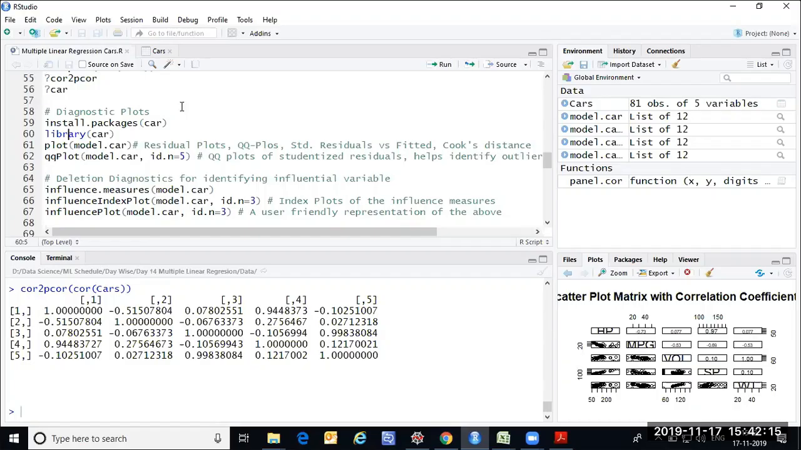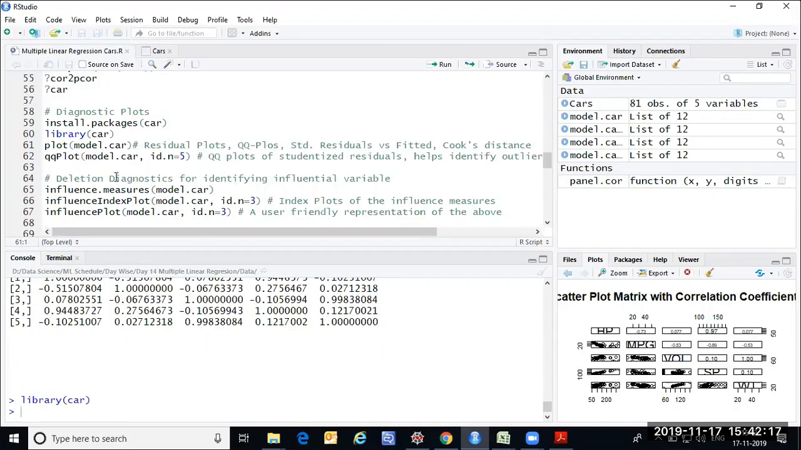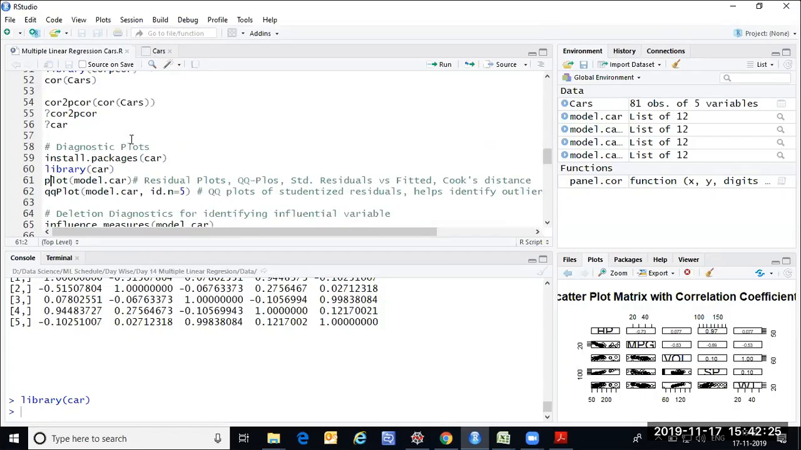A package called car, Companion to Applied Regression. I'm building a plot of model.car. What is this car package? The car package is for understanding the relationships among the input variables, all the variables in your data. In cars, we have all the input variables as well as the output variable, right? If I just apply cov of the cars, it talks about the covariance.